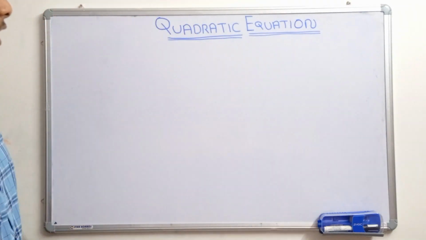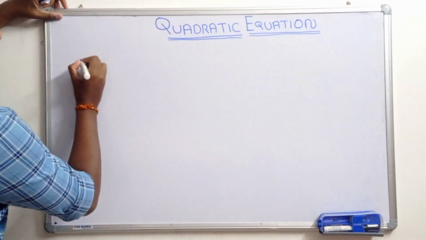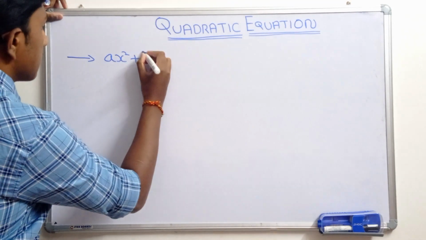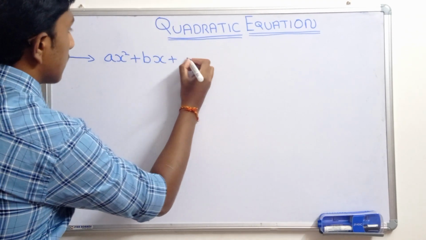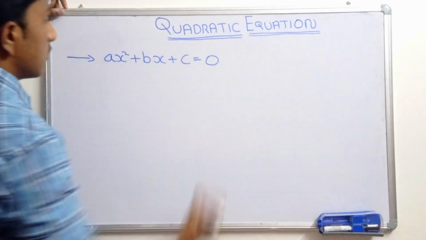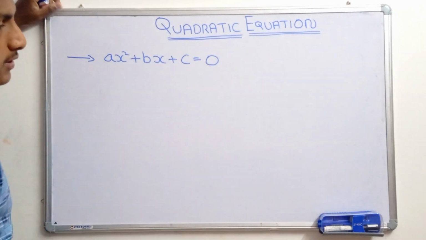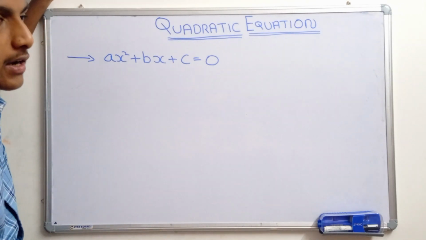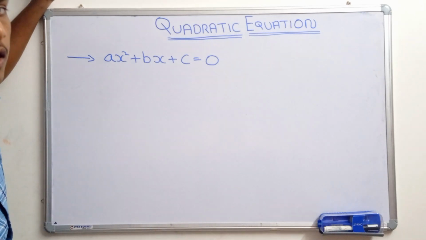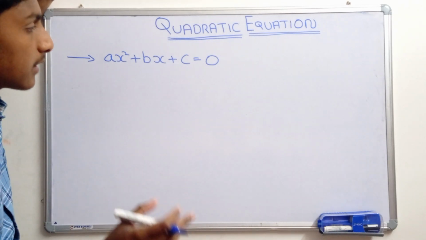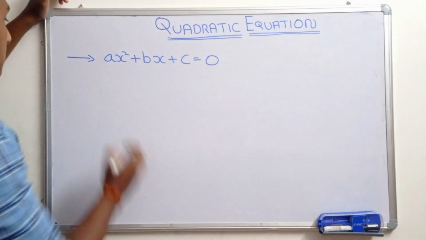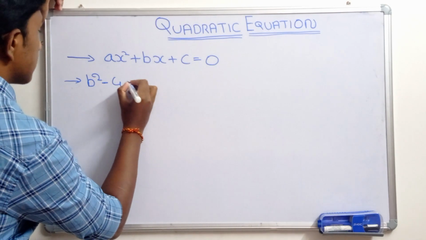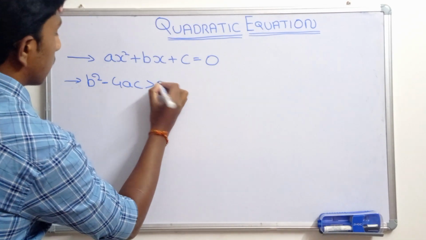Today's topic, quadratic equation. First, as we all know, the quadratic equation means ax square plus bx plus c equals 0. This is the quadratic equation. Now I have said that there are three formulas for finding which type of roots are present when we solve the quadratic equation. The first one is b square minus 4ac greater than 0.